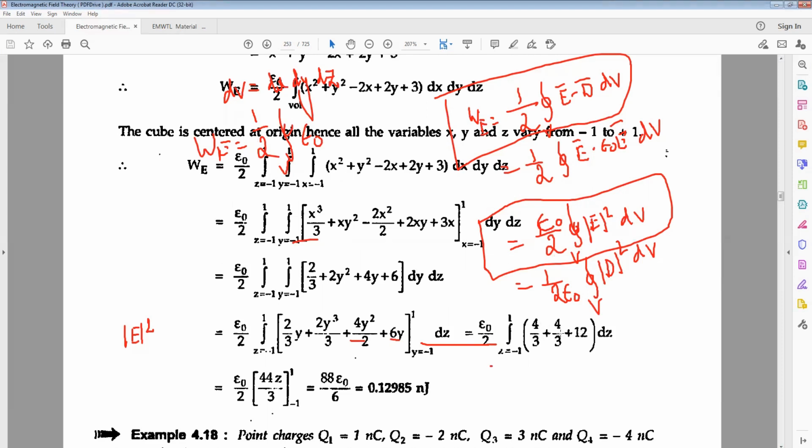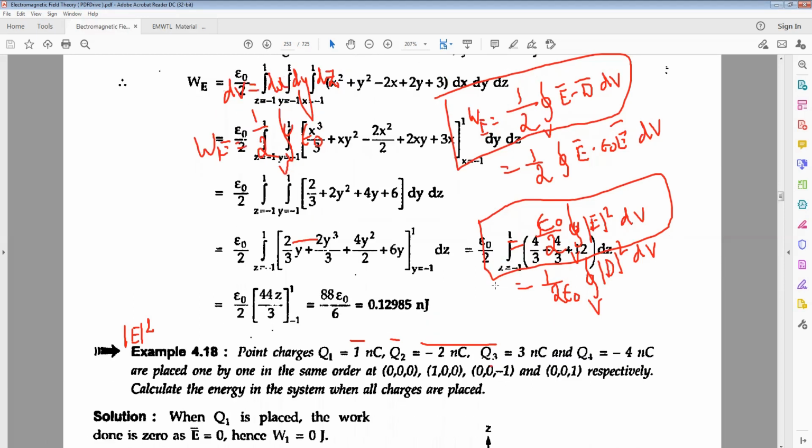The 4 by 3 plus 4 by 3 is nothing but 8 by 3, plus 12. So 44 by 3 you will get, and for z from minus 1 to 1, it is 88 epsilon naught by 6. Epsilon naught is 8.854 into the power of minus 12. You can substitute and simplify. You will get that WE, the electrostatic energy stored, is equal to 0.12985 nano joules. Okay, this is one of the different examples.